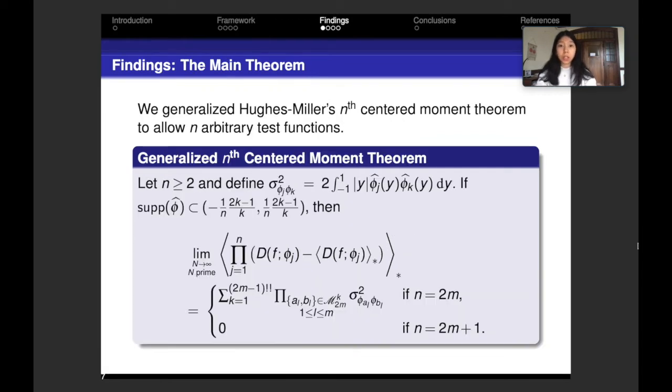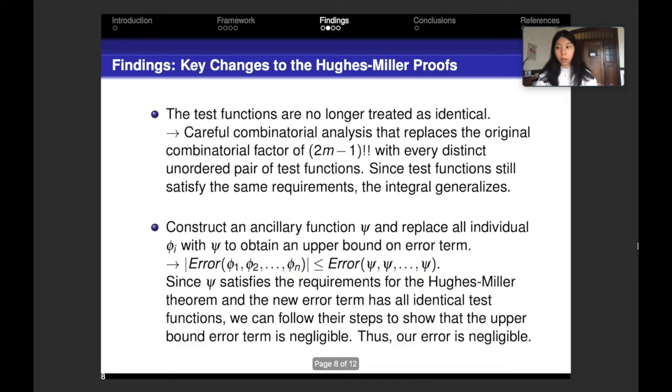In our work, we generalize Hughes-Miller's n-centered moment theorem to allow n arbitrary test functions. There are two key changes that we made to the Hughes-Miller proof. First, since the test functions are no longer treated as identical, we needed to replace the original combinatorial factor of (2m-1) double factorial with a sum over every distinct unordered pair of test functions. Since the test functions still satisfy the same requirements, the integral generalizes.